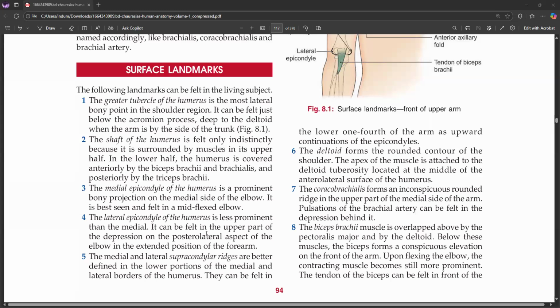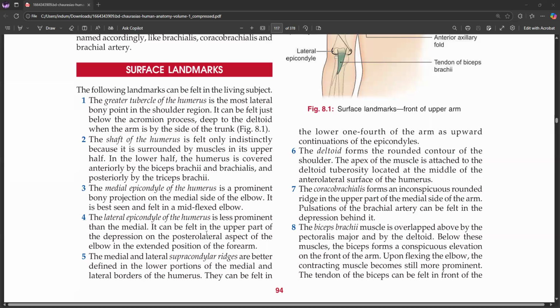Number 5. The medial and lateral supracondylar ridges are better defined in the lower portions of the medial and lateral borders of the humerus. They can be felt in the lower one-fourth of the arm as upward continuations of the epicondyles. Number 6. The deltoid forms the rounded contour of the shoulder.